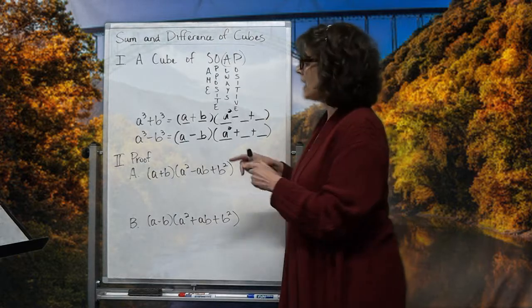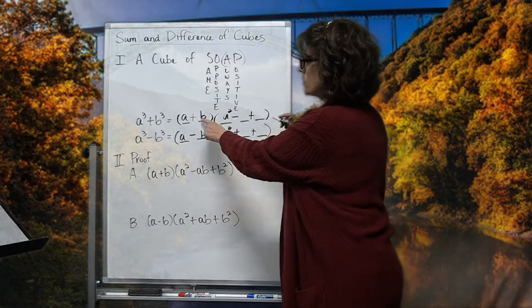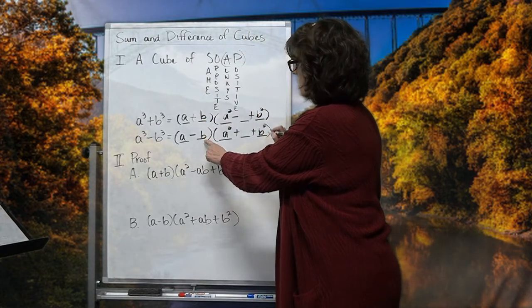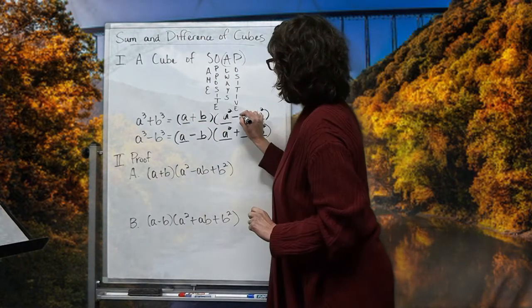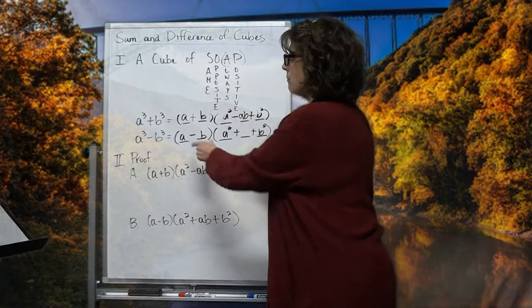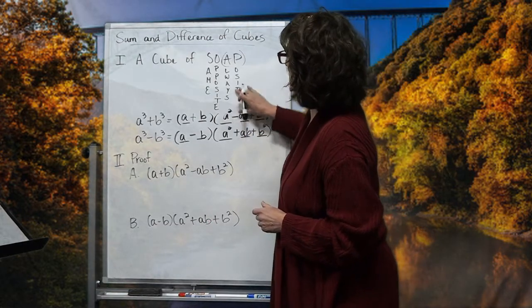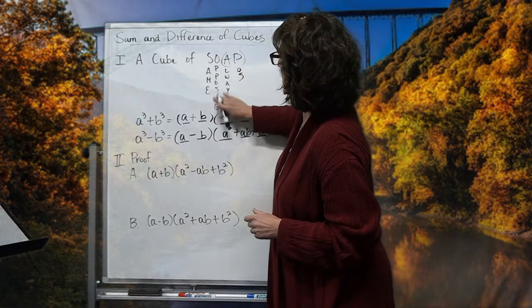Then I'm going to repeat that idea, and take this one and square it. That goes in the back slot. So B squared goes here. B squared goes here. And then to fill in the middle, I'm going to multiply these 2 together, AB. And multiply these 2 together, AB. And that is what gives me my pattern for the sum and difference of cubes.